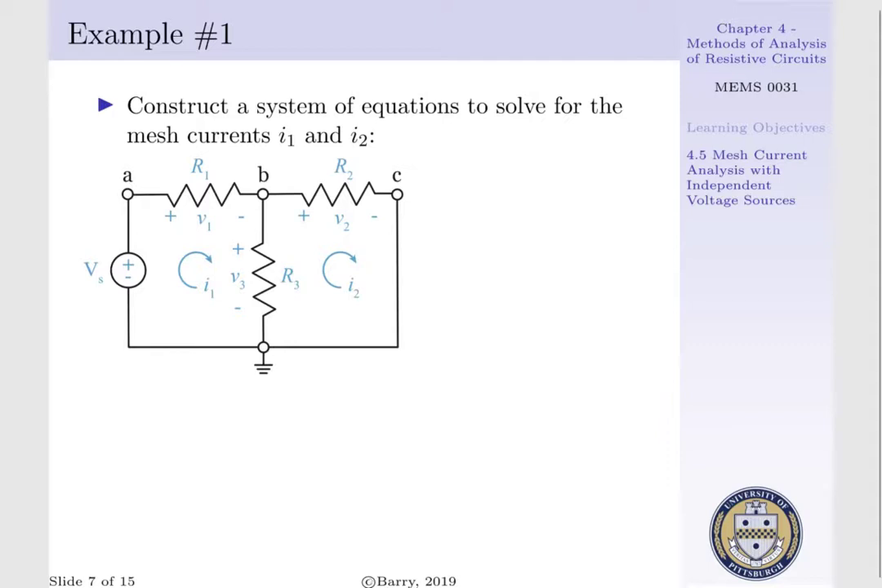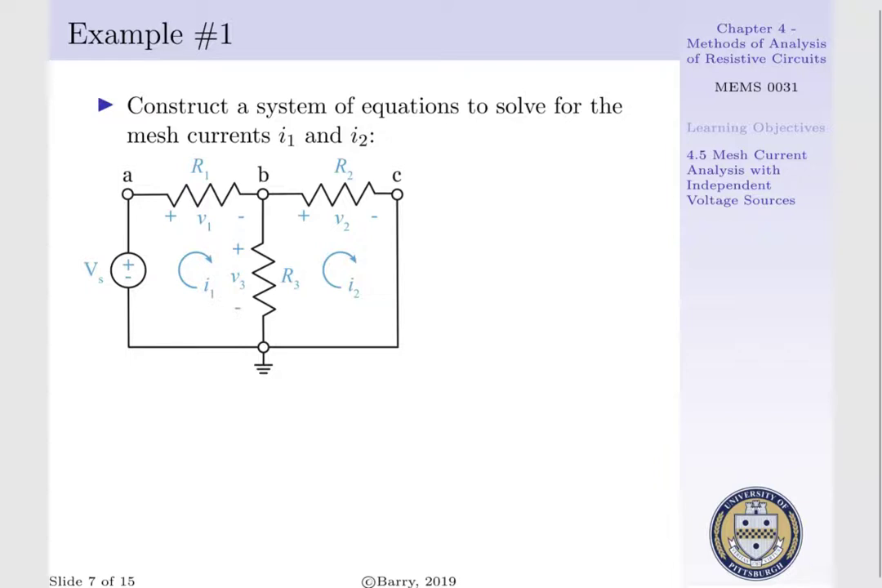Let us consider example 1, where we want to construct a system of equations to solve for mesh currents I1 and I2. We are given the following circuit. We have a voltage source that is connected to R1 at node A, and R1 is connected to R2 and R3, which exist in a parallel configuration at node B.